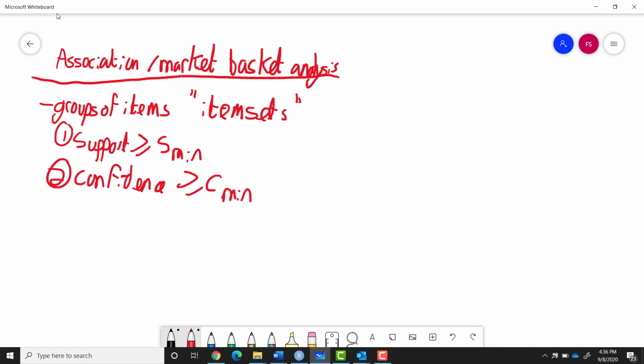If we set these values too low, we'll literally have thousands, if not millions, of item sets, and we don't have time to go through them. If we set them too high, we might just get very obvious things like toothbrush and toothpaste, and we might miss some interesting associations. So setting this is something of a trade-off. And the main algorithm we use is called the a priori algorithm.